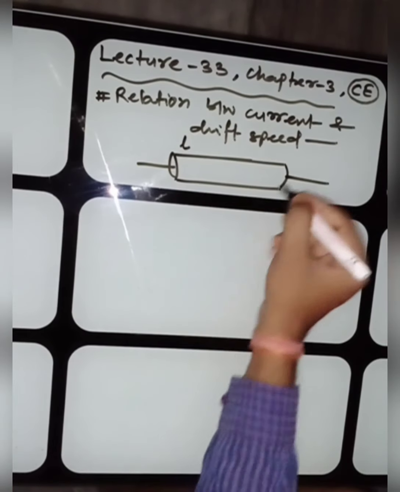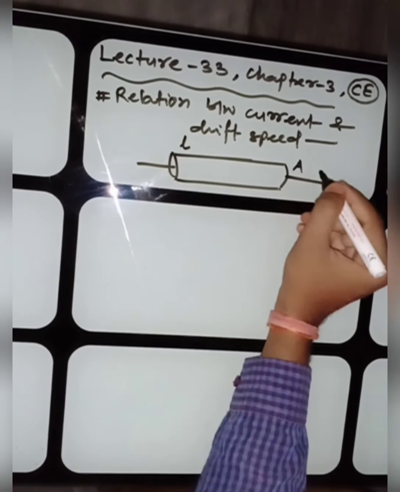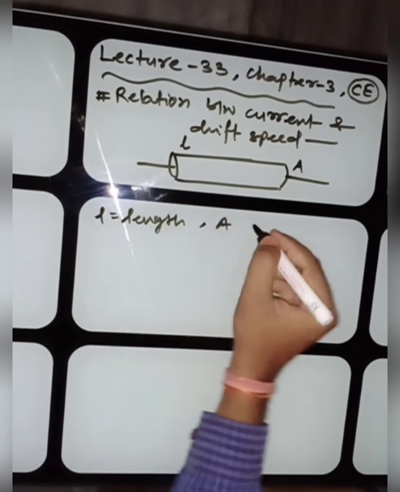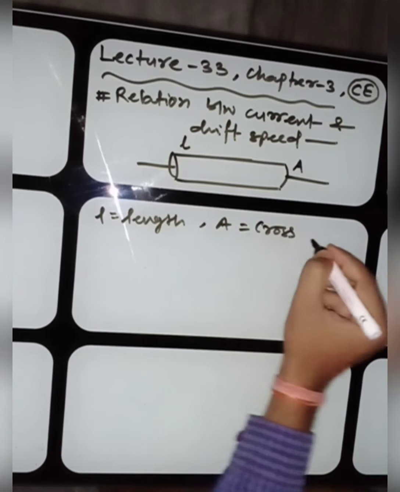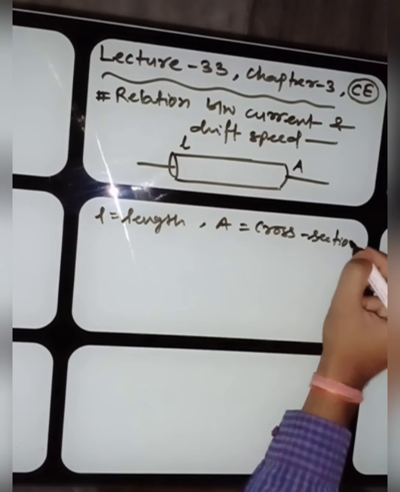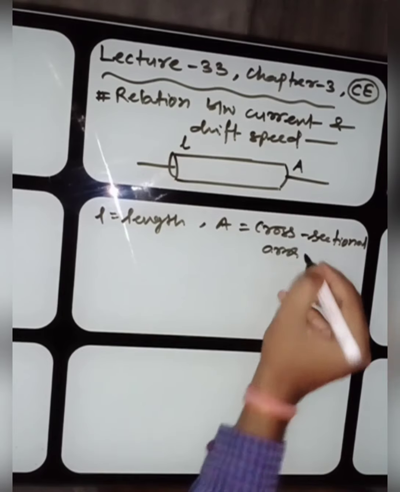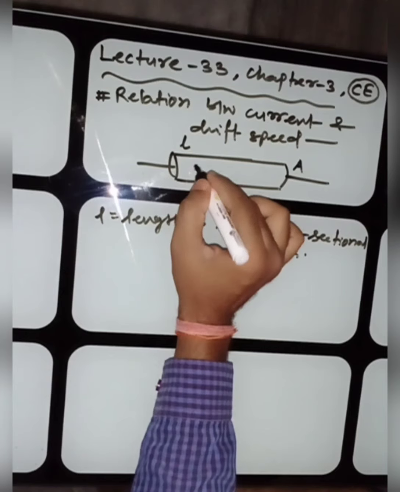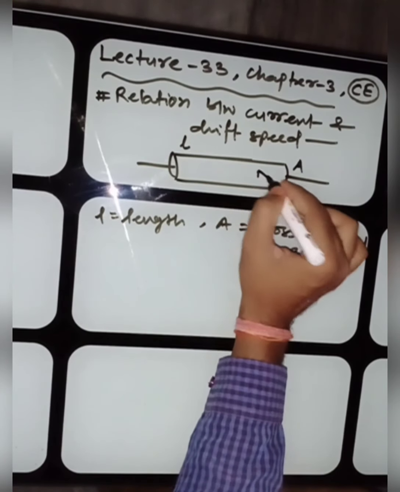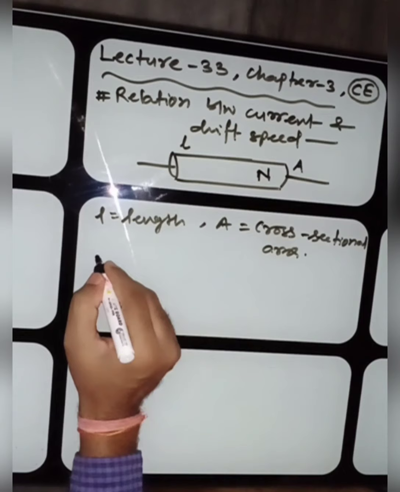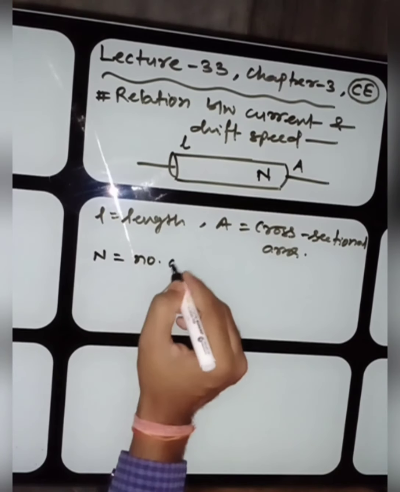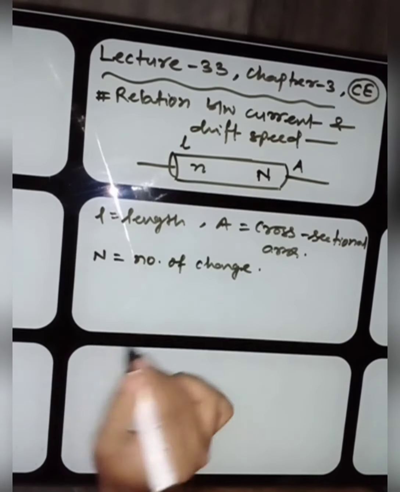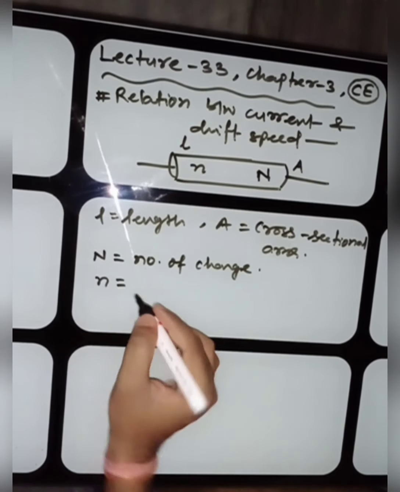L is the length of the conductor sample. A is the cross-sectional area. L is the length. And one thing which is very important: suppose the number of charges, that is the electrons, is N. N is the number of charges, and small n is the charge density.